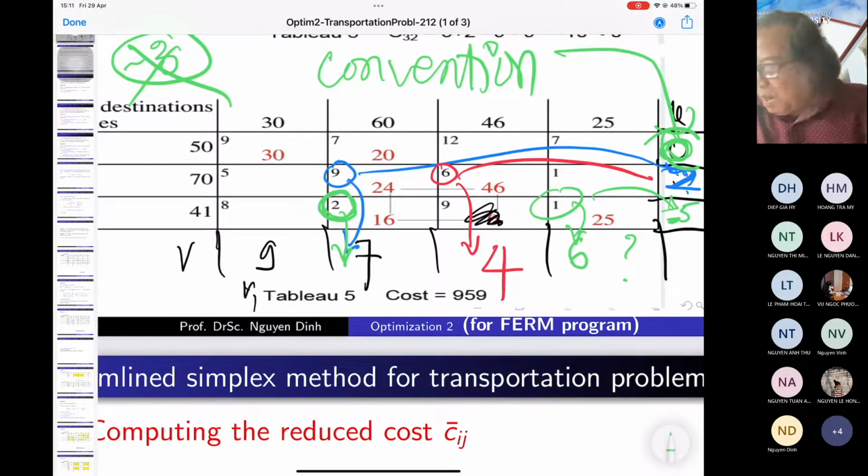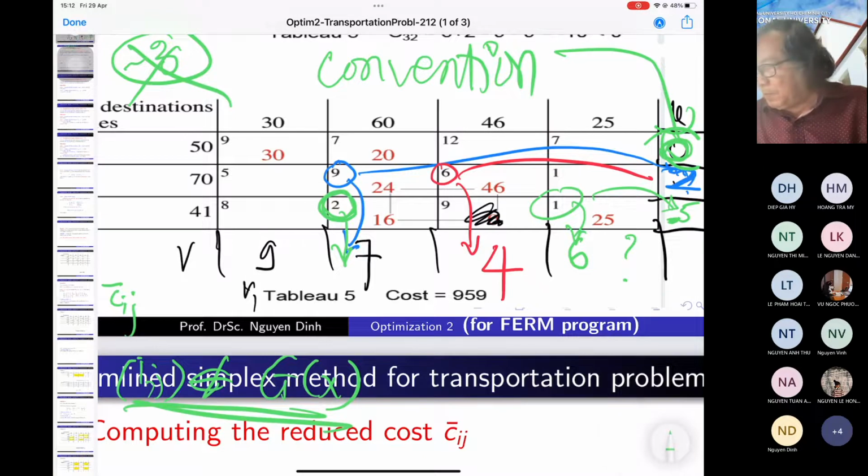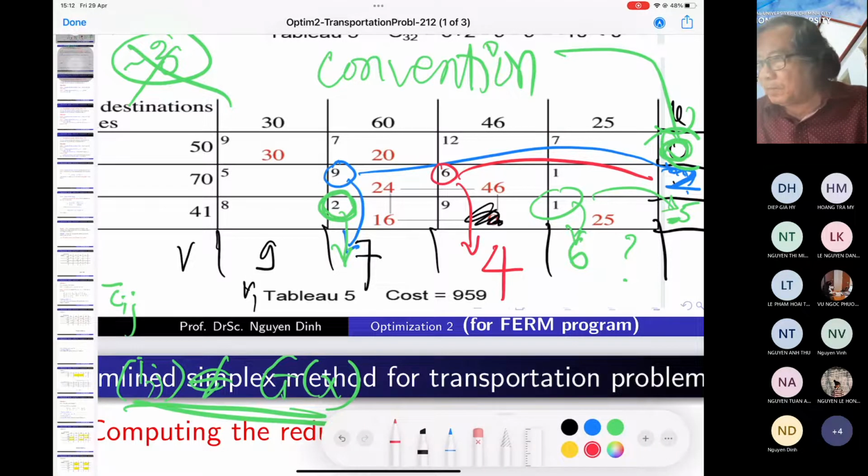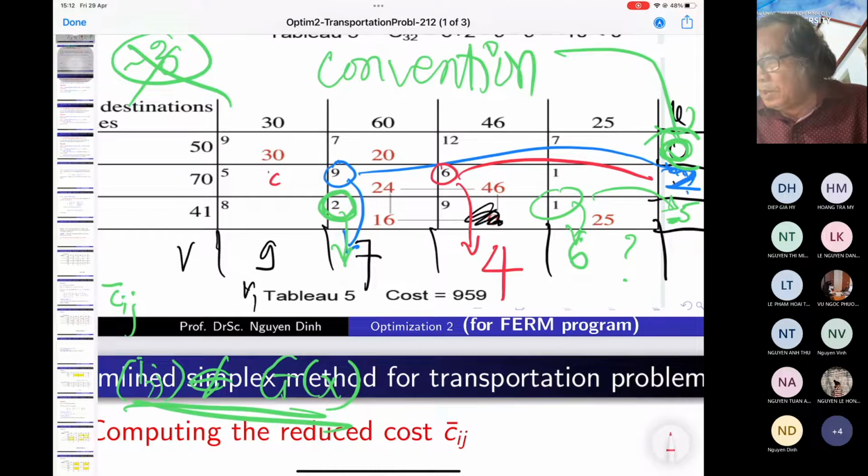But I told you that we calculate C bar ij with ui and vj. Let me continue. With ui and vj like this, then you can find out the C bar ij. We calculate C bar ij with ij does not belong to gx. You see, does not belong to gx. For example, we find out C bar 2, 1.